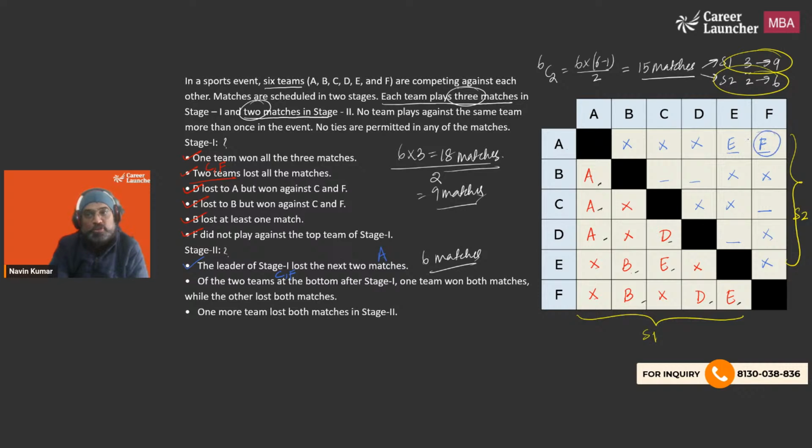Now, F cannot be the team who loses both the matches because F has already won one. So C is that team who loses both the matches, and F is that team which wins both the matches. So in this match between F and C, F is supposed to win, and in this match between B and C, C is supposed to lose.